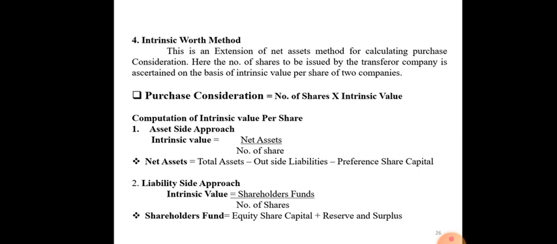See in the next slide, the intrinsic worth method. What does it mean? This is an extension of the net asset method for calculating purchase consideration. Here, the number of shares to be issued by the transferor company is ascertained on the basis of intrinsic value per share of the two companies. So the intrinsic worth method is nothing but an extension of the net assets method, just like the net asset method only. Now, how do we calculate the purchase consideration under this method?